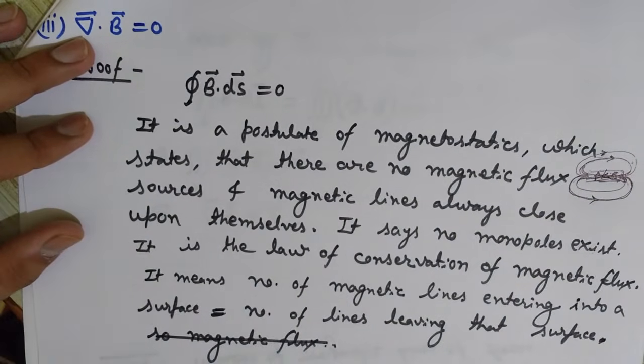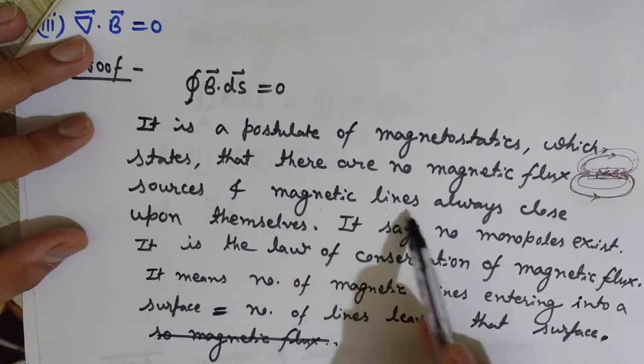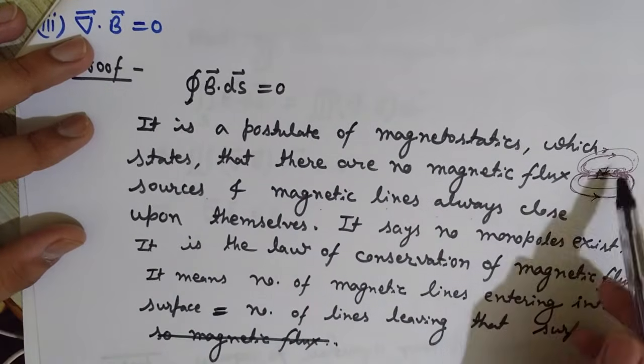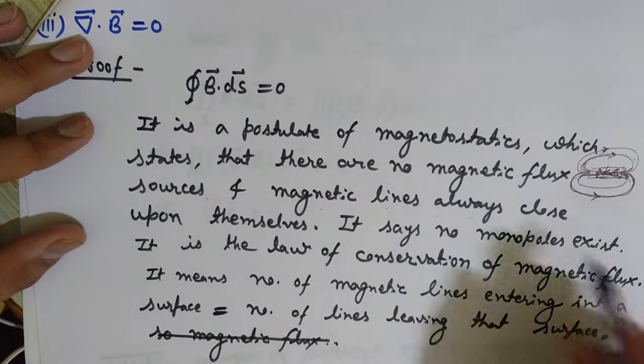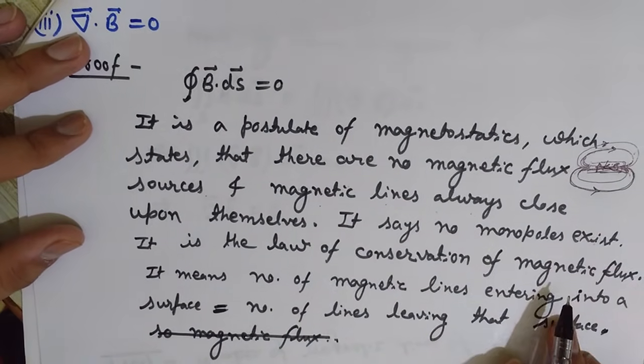Because of this, we can say that there are no magnetic flux sources, and these magnetic lines always close upon themselves. They form closed loops. This is the law of conservation of magnetic flux.